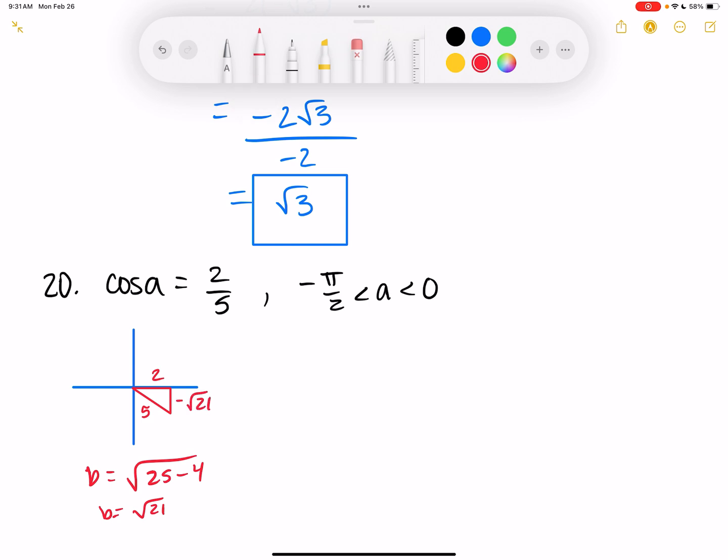So make sure you pay attention to that when you're doing these. I know we've done a lot of different things where you've had to set them up before, but just make sure you pay attention to signs because you don't want to throw a whole bunch of answers off because of that. So sine of A would be negative square root of 21 over 5. Cosine of A was given to us, 2 over 5. And tangent of A would be negative square root of 21 over 2.